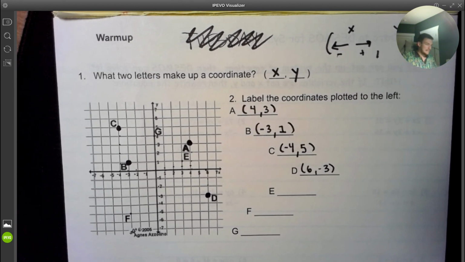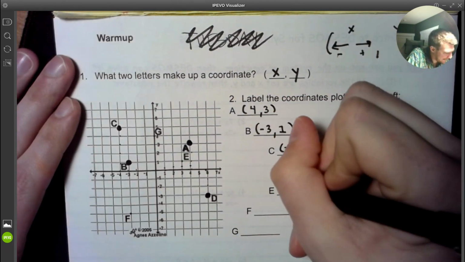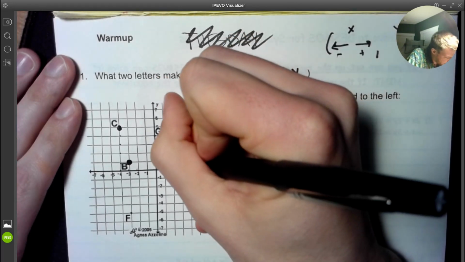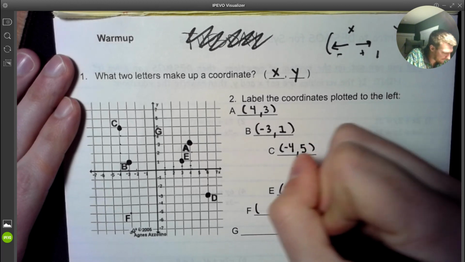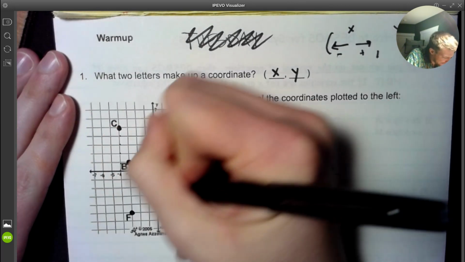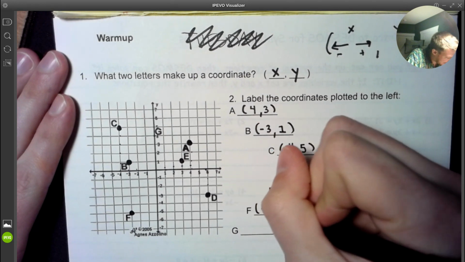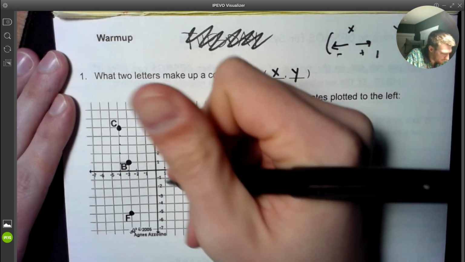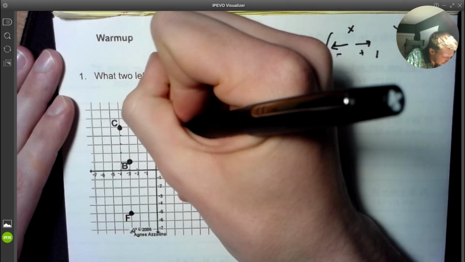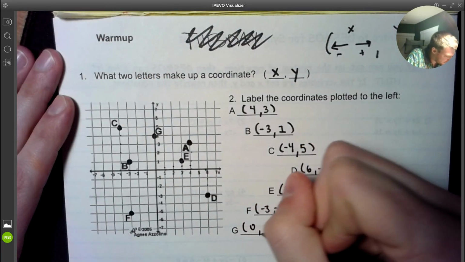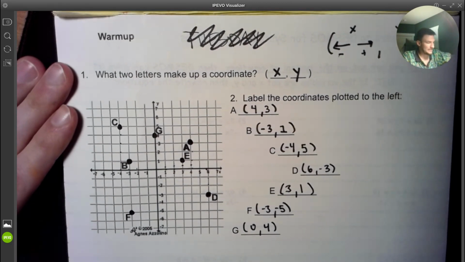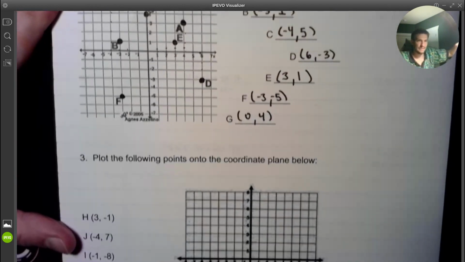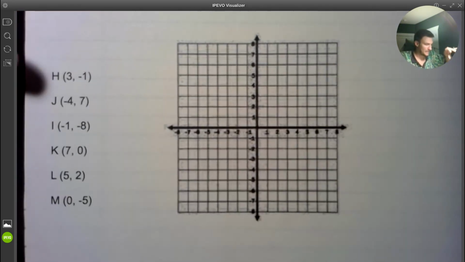Hope you guys are doing all right. Here's what we got. E is right here. That looks like 3, 1. Hope you got that. F is right here. That's negative 3, negative 5. And then I hope you got G, which is going to be 0, 4. So there we go. We did all of our coordinates. We're just moving on, honestly. Not very difficult. If I'm moving too fast, do them yourself.